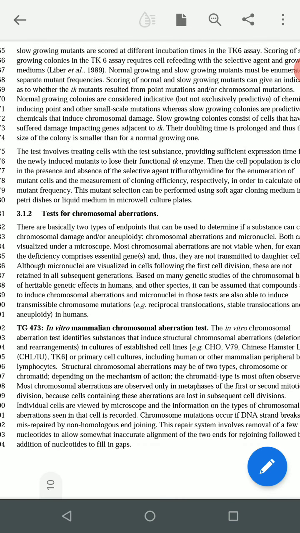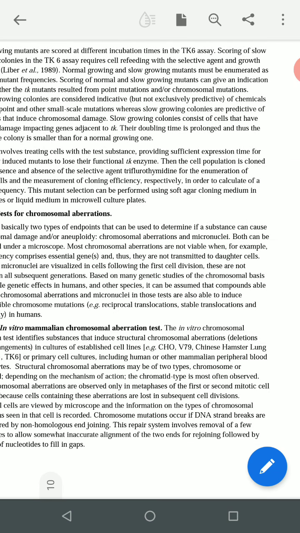Here we are taking mammalian cell cultures or human cell cultures, and the cells are peripheral blood lymphocytes.